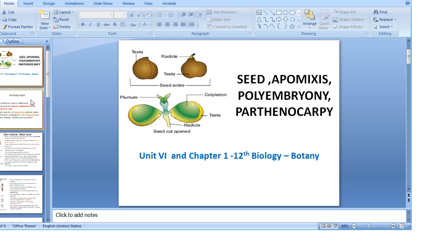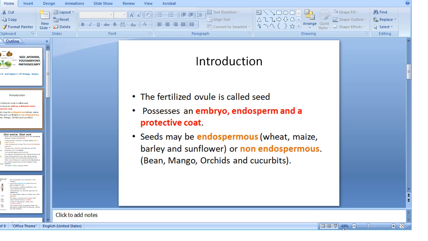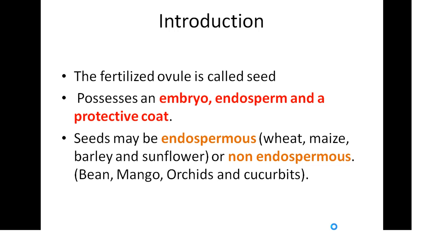Coming on to the introduction slide, the fertilized ovule is called a seed. The pollen tube is coming, and the pollen tube releases the male gametes, as we saw in the previous videos. This male gamete unites, fertilizes with the female gametophyte of the ovule. At last we get the zygote. From the zygote we get the seed. So this fertilized ovule is called the seed.